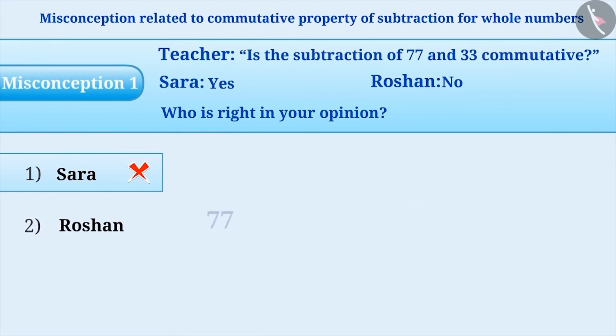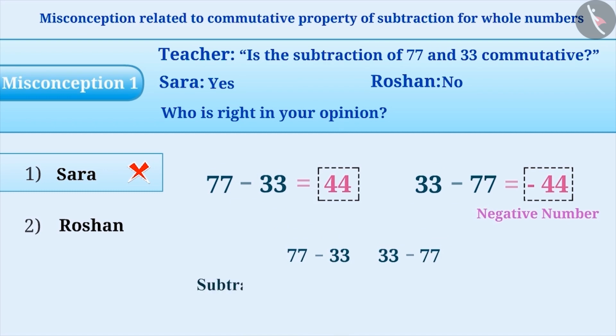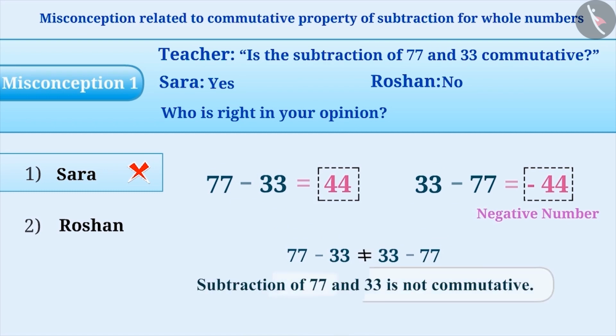The correct understanding is that 77 minus 33 is equal to 44. However, 33 minus 77 is not equal to 44. In fact, the result is a negative number, minus 44. We will learn about the negative numbers in the upcoming chapter. Since the result of 77 minus 33 is not equal to 33 minus 77, the subtraction of 77 and 33 is not commutative. With this understanding, Roshan has given the correct answer.